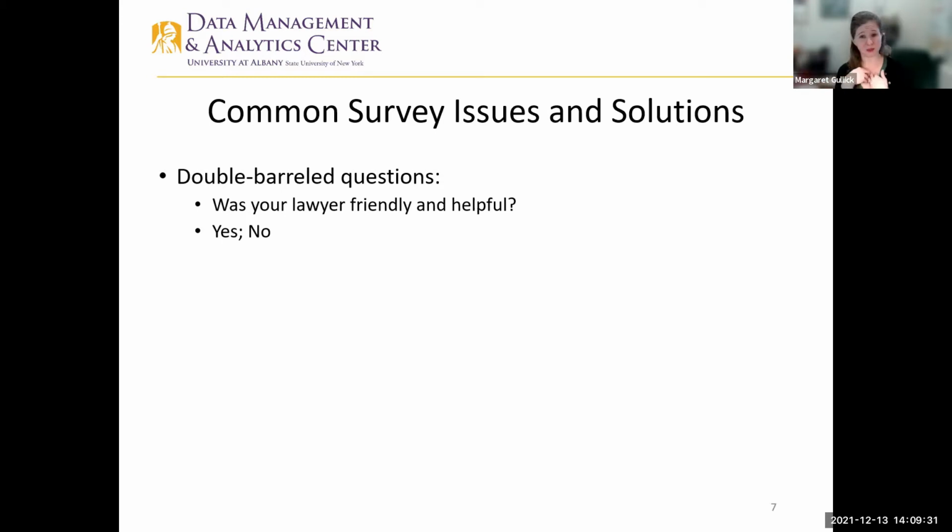So this means as a respondent, I don't know how to answer. It also means later on when you're analyzing the data, you don't know which of these things is true or not true. So it's tricky on both ends. So what should we do instead? When you want to know both of these things, what would be a better setup for questions?